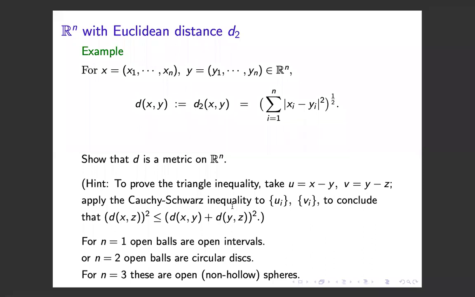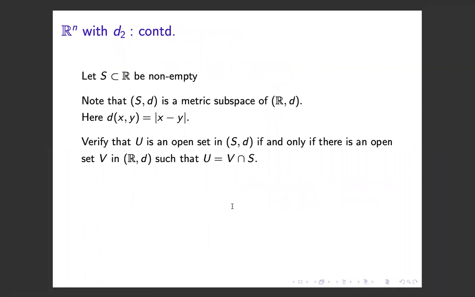As it is pretty obvious, in the one-dimensional case, the open balls are open intervals. In the two-dimensional case, with a Euclidean metric, the open balls are circular disks. And in 3 dimensions, they are open non-hollow spheres, and so on. With this metric on Rn, take n equal to 1, that's the usual notion of distance.